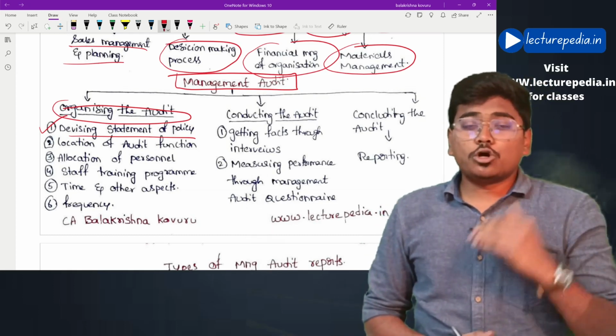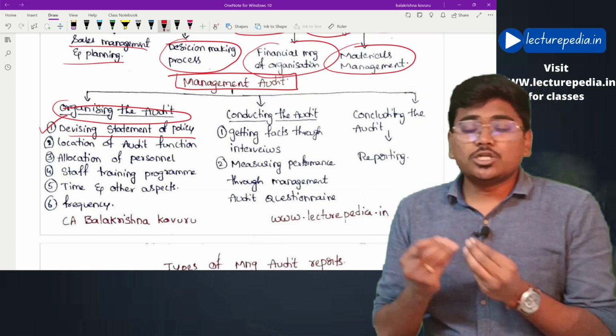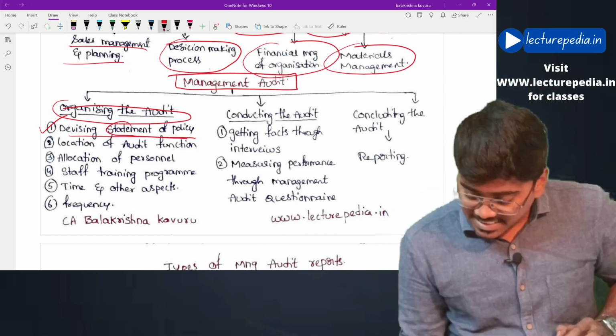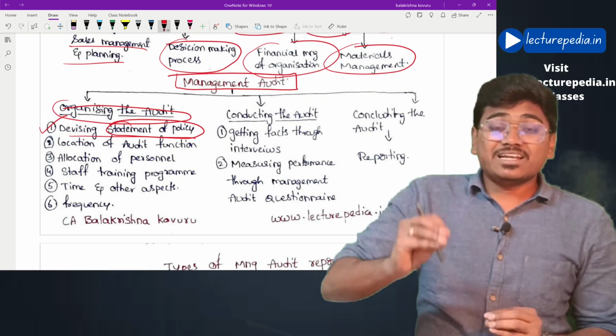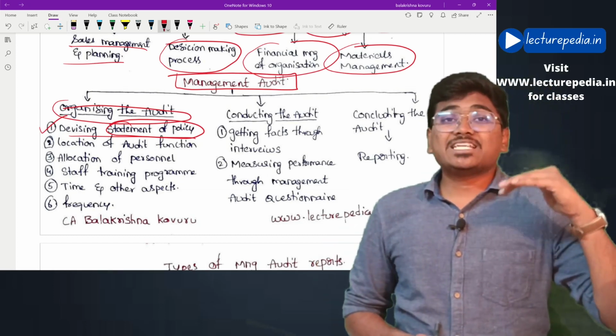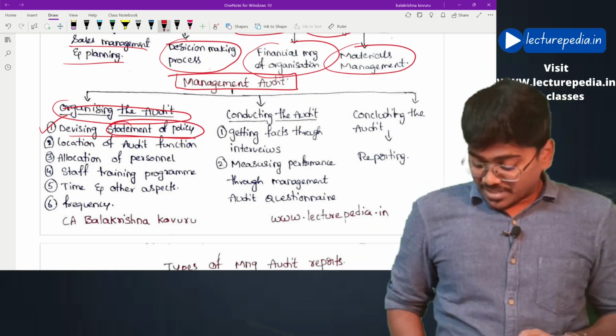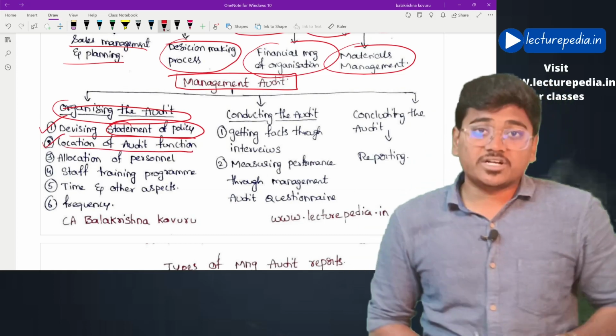If there is no cooperation from the management, then there will be no use of this management audit. Therefore, in the policy statement, it should be clearly shown that the top management shows fullest cooperation for the management audit. And next, location of audit function in the organization.